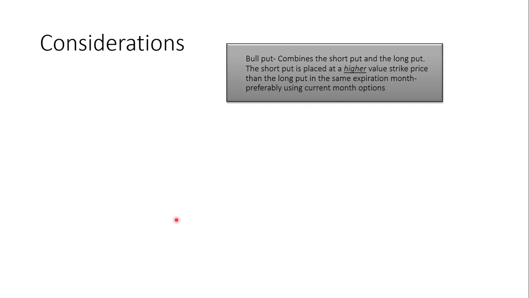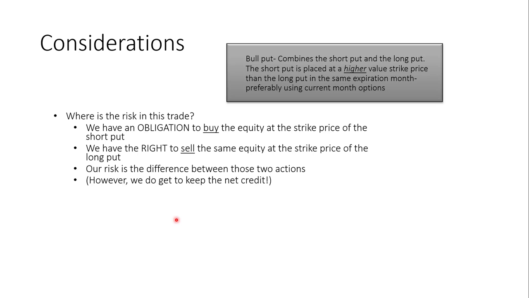Some considerations. I'll read this. The bull put combines a short put and a long put. The short put is placed at a higher value strike price than the long put in the same expiration month, preferably using current month or less options.